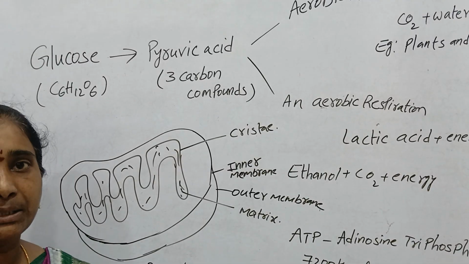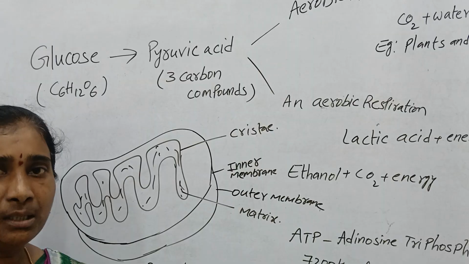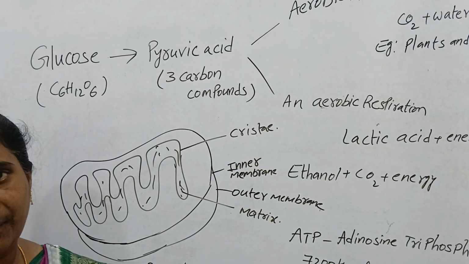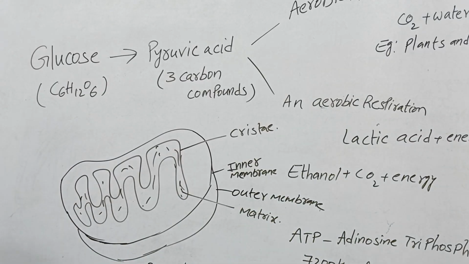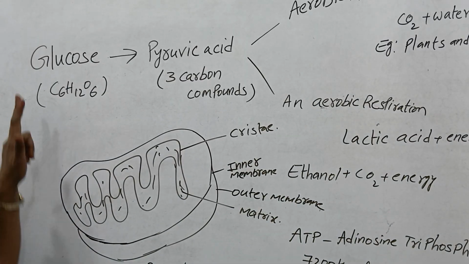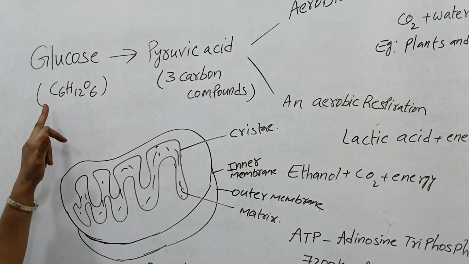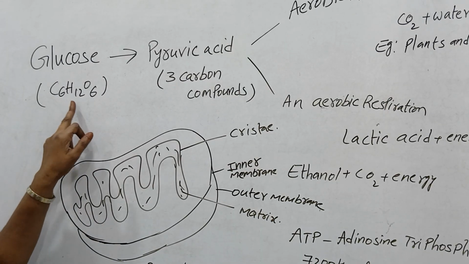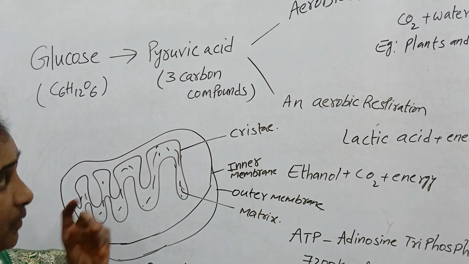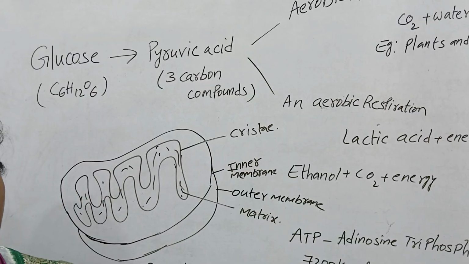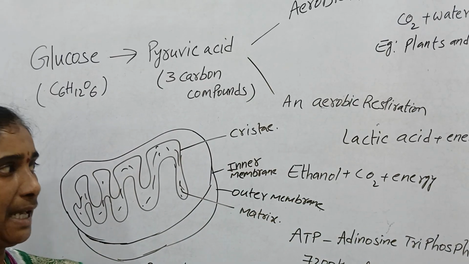So respiration will occur in two ways. If the respiration occurs in the presence of oxygen, that is called aerobic respiration. Some organisms can respire in the absence of oxygen also. So that type of respiration is called anaerobic respiration. Whether it is aerobic or anaerobic respiration, glucose is a common product. After complete digestion and oxidation of the food, glucose will be released. Glucose formula is C6H12O6. This glucose will be converted into pyruvic acid. Pyruvic acid contains 3 carbon compounds. Up to the formation of pyruvic acid, this is common in both aerobic and anaerobic respiration.